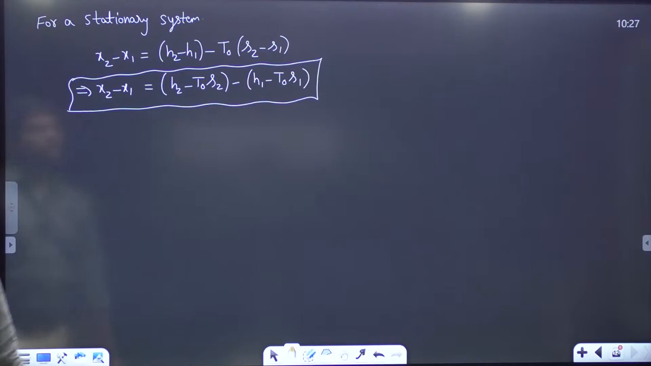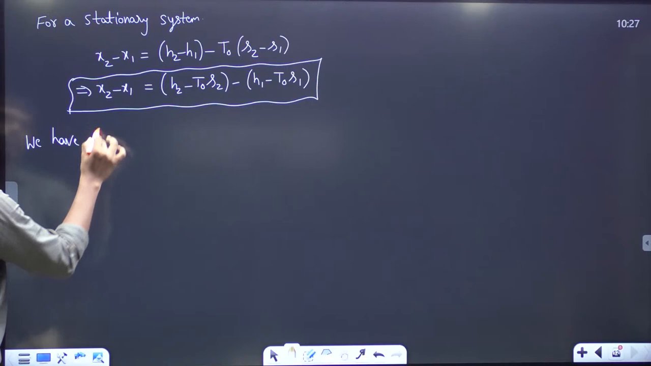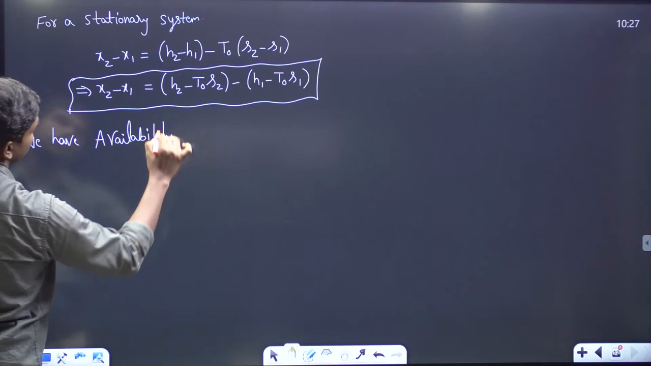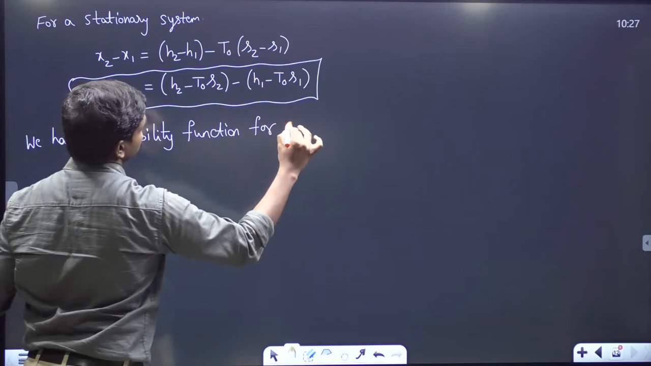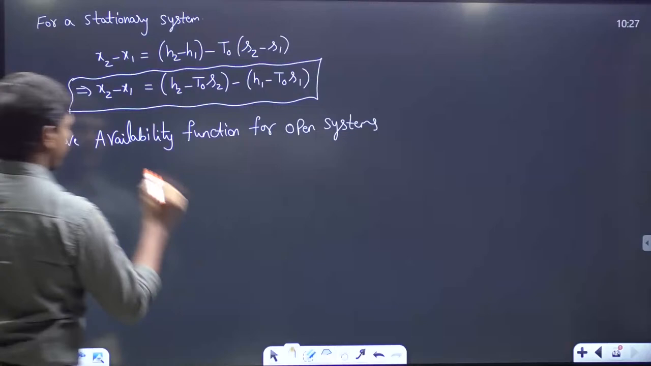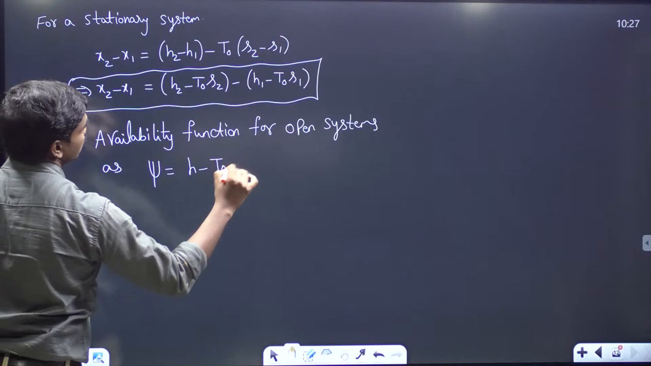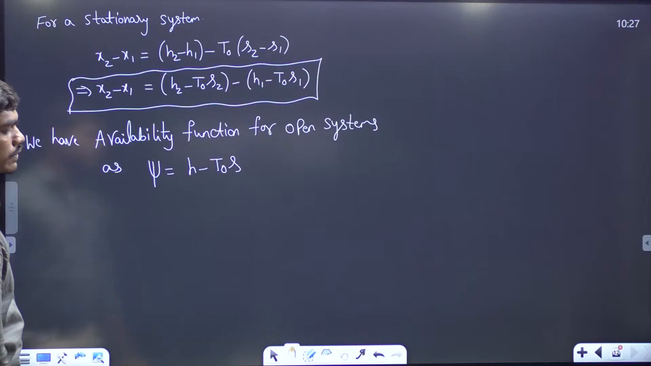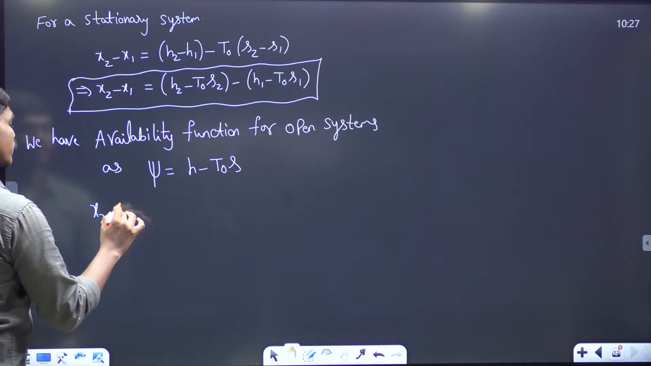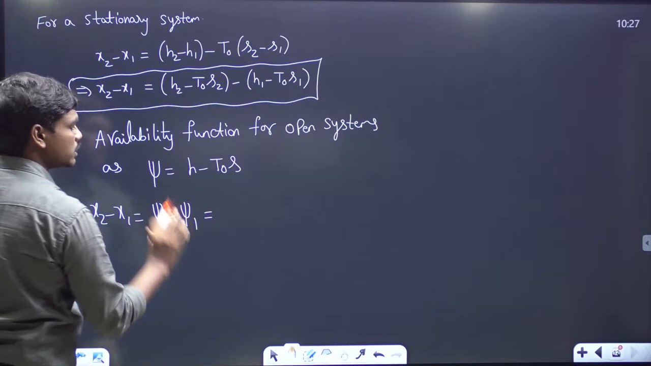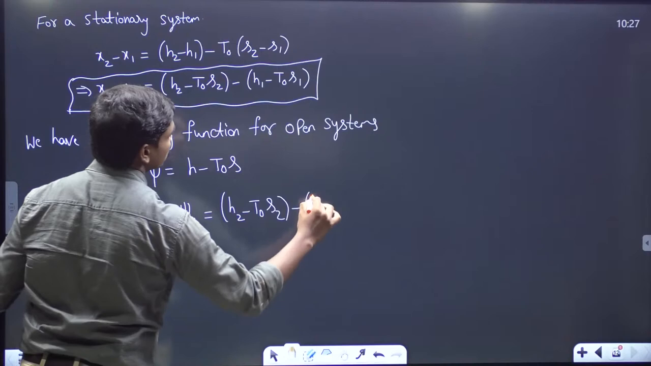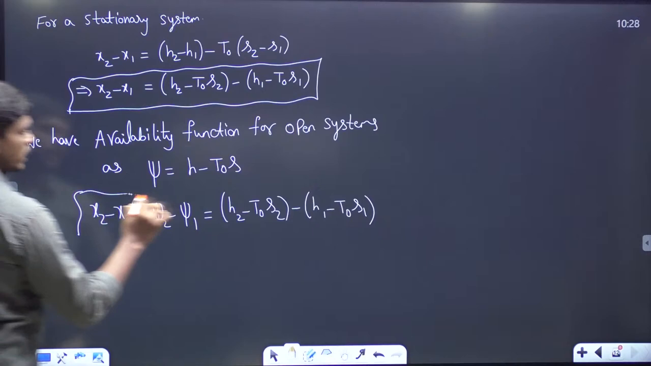So now we have the availability function for open systems: psi is equal to h minus T naught into s, which is enthalpy minus T naught into the specific entropy at that particular state. So X2 minus X1 is equal to psi 2 minus psi 1, which is basically the exergy change: (h2 minus T naught s2) minus (h1 minus T naught s1). This is the exergy change if the system is executing a process 1 to 2.